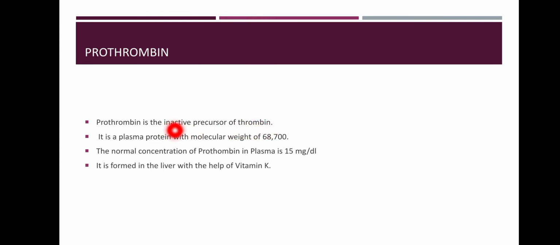So it is an inactive precursor of thrombin. Prothrombin is an inactive precursor of thrombin. It is a plasma protein with a molecular weight of about 68,700.